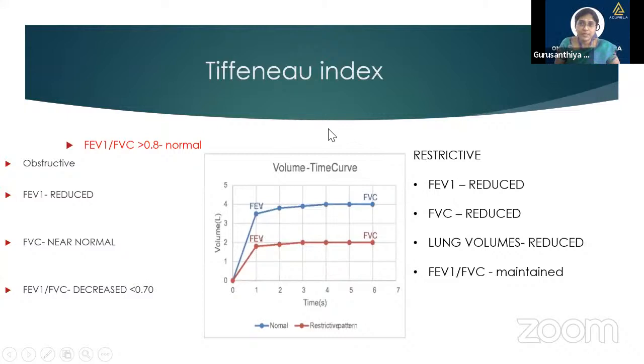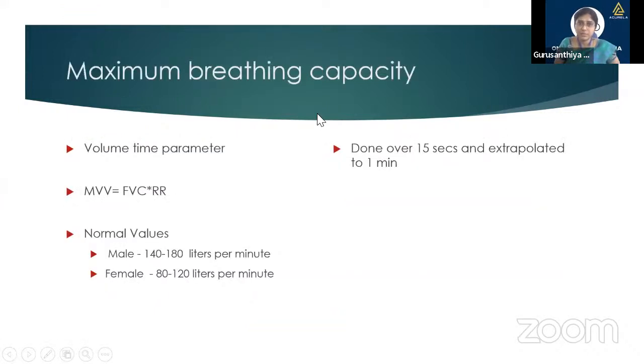Till now, what we have seen is the dynamic test, only the volume time parameters. The next volume time parameter is the maximum breathing capacity. It's a volume time parameter because the forced vital capacity into respiratory rate gives us the maximum voluntary ventilation. One cannot respire for over 1 minute with deep breath, exhale deeply, deep breath, exhale deeply. So it is done over 15 seconds and extrapolated over 1 minute. That makes common sense. In males, it is 140 to 180 liters per minute, and in females, it is 80 to 120 liters per minute.